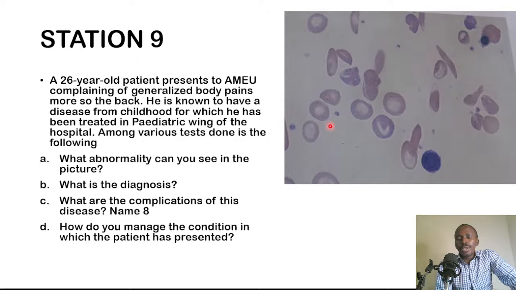Station 9. A 26-year-old male patient presents complaining of generalized body pains, more so the back. He is known to have a disease from childhood for which he has been treated in the pediatric wing of the hospital. Among various tests done is the following. What abnormality can you see in the picture? What is the diagnosis? What are the complications of the disease? Name 8. How do you manage the condition in which the patient has presented?